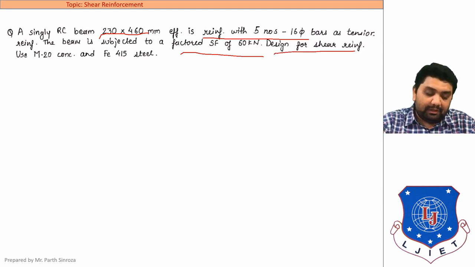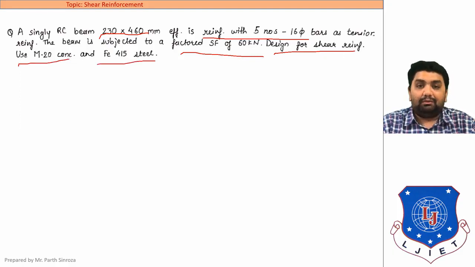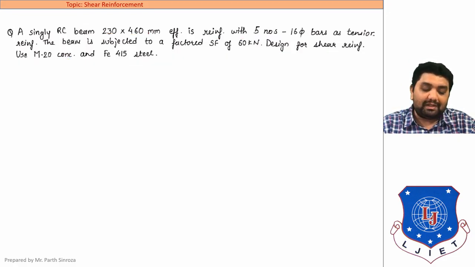Design the shear reinforcement using M20 concrete and Fe415 steel. So we need to design the stirrups and provide the spacing for it. So we will be starting with the sum.